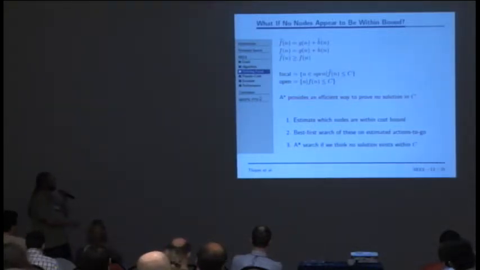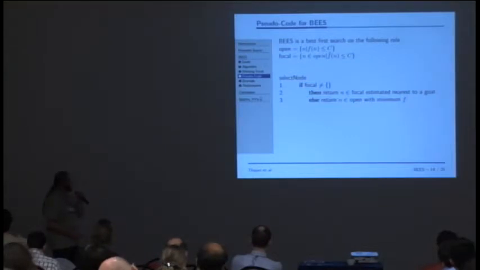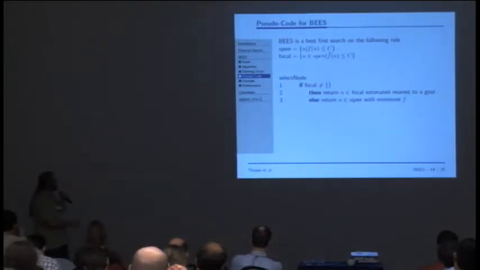We're going to estimate which nodes are within the bound. And if we have some of those, we're going to search on them in terms of actions to go. And if we don't, then we'll use A star search to prove that no solution exists. So Bs ends up being a best first search on this function, the select node function. So if focal is empty, return the node with minimal cost or minimal estimated actions to go. Otherwise, return the node with minimal f on open.